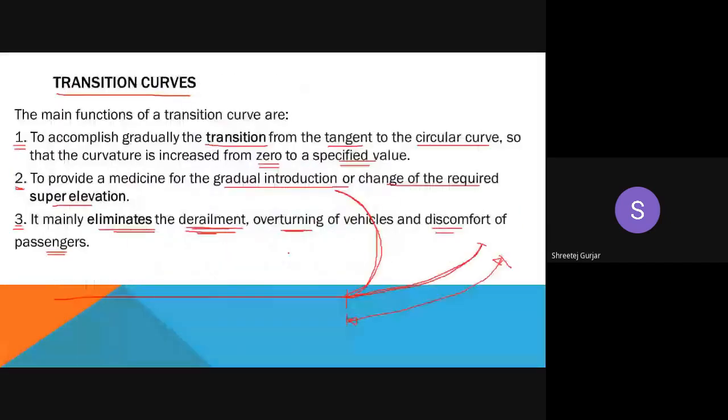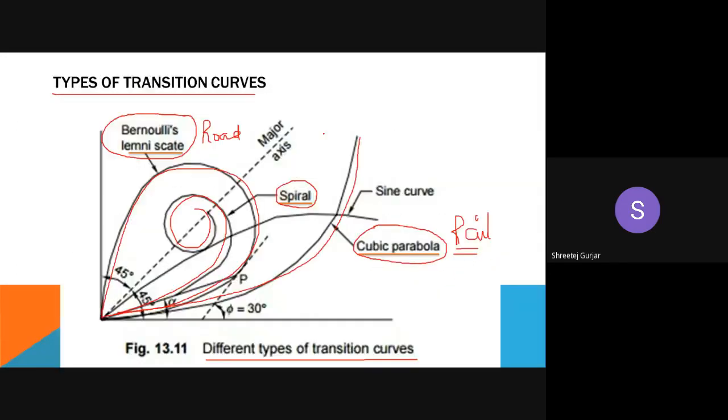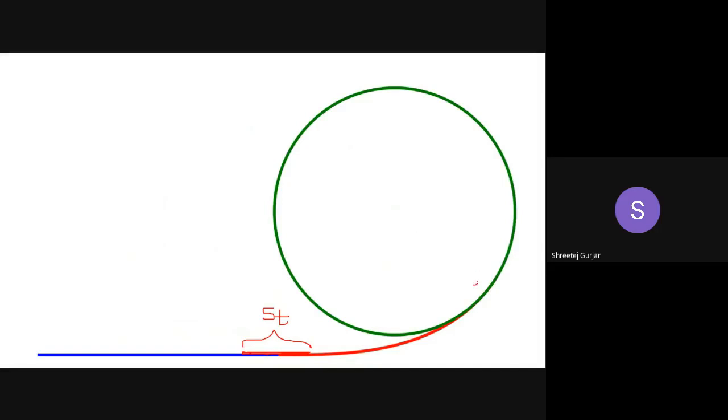Then it should meet the circular curve tangentially. This is also very important. When you have a transition curve, you can see here where it meets the circular curve, it is meeting tangentially, right? Like at this particular point, if you draw a tangent, it will be in this particular format. Your transition curve is meeting tangentially to this curve. That is the second important thing: it should meet the circular curve tangentially.